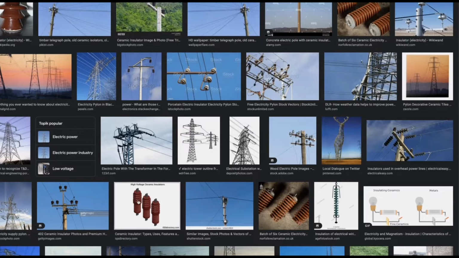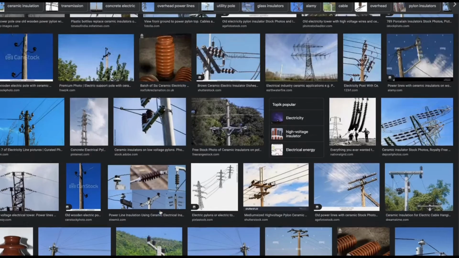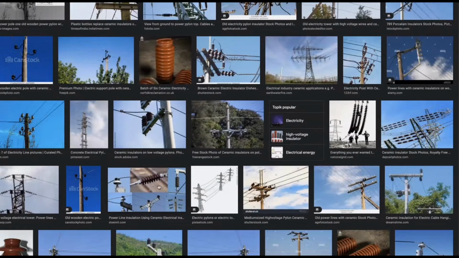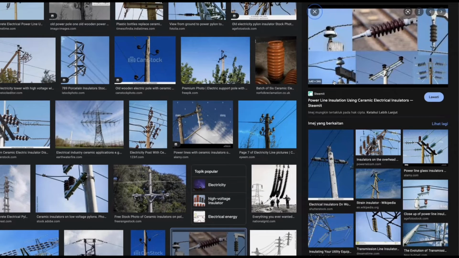You can see the pictures here. The ceramic is used here. And maybe this is better. Okay. So you can see it in these pictures. This is the ceramics. Okay, so this is the one. Ceramic in the pylon. So they are made of ceramics. So here also. Now let's continue with the notes.